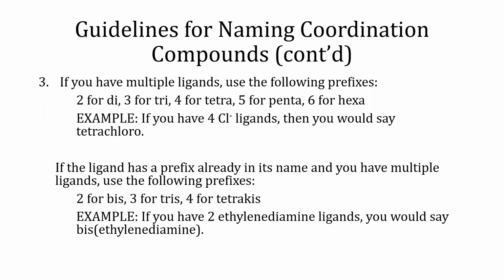If the ligand has a prefix already in its name and you have multiple ligands, use the following prefixes. 2 for bis, 3 for tris, 4 for tetrakis. An example is if you have 2 ethylenediamine ligands, you would say bis(ethylenediamine).